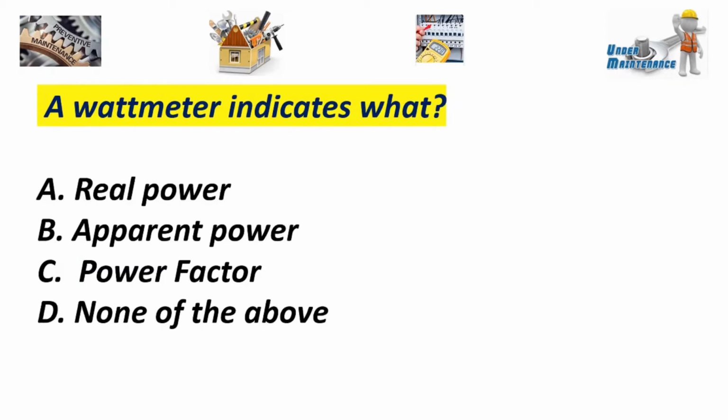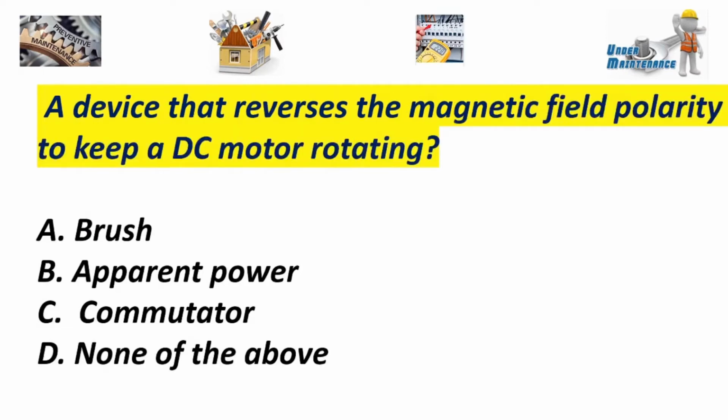A wattmeter indicates what? A. Real power. B. Apparent power. C. Factor. D. None of the above. Answer A. Real power.